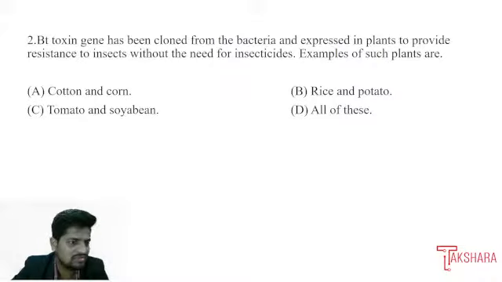So for question number 2, the correct option is option D. These are examples of modified varieties, that is, genetically modified organisms among plants. Bt cotton is available, Bt corn also, Bt rice, Bt tomato, potato and soybean. A wide variety of modified plants are available, which are genetically modified organisms. So for question number 2, the correct option is option D.